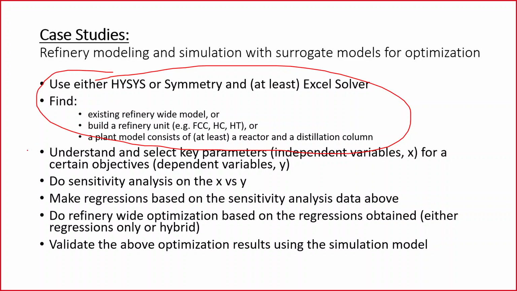And then this is your analysis, and then this is your optimization, and then this is how you validate. So you put the optimum X variables that you obtain from here back into the plant, into your process simulation model, and see if the optimization that you do confirms exactly what the plant would do. Okay, so that's the case study that you're going to do.